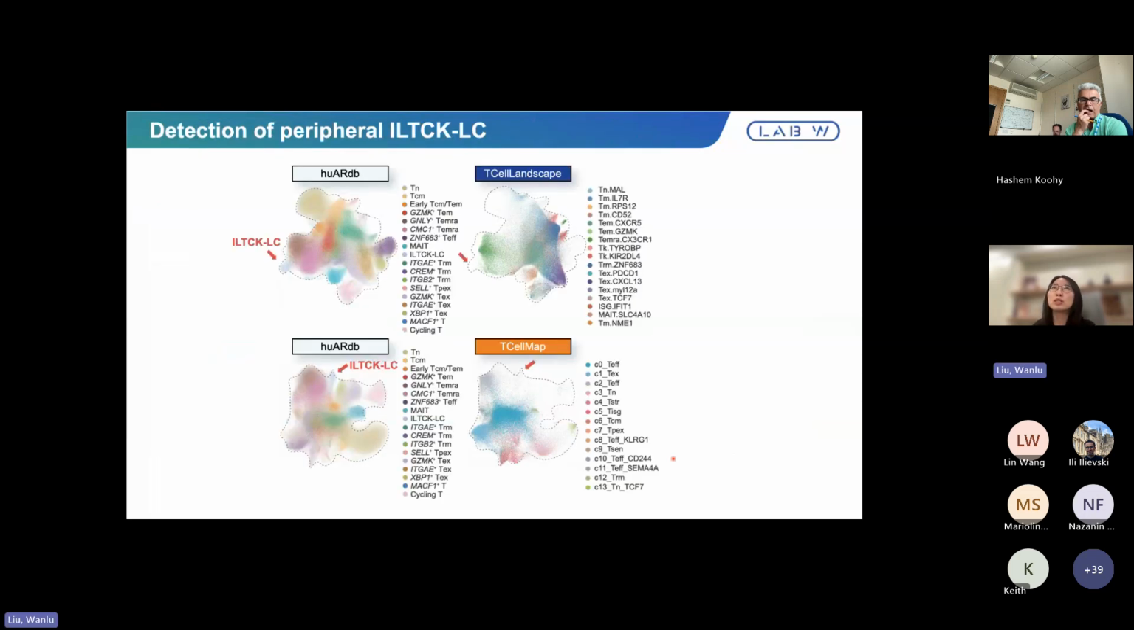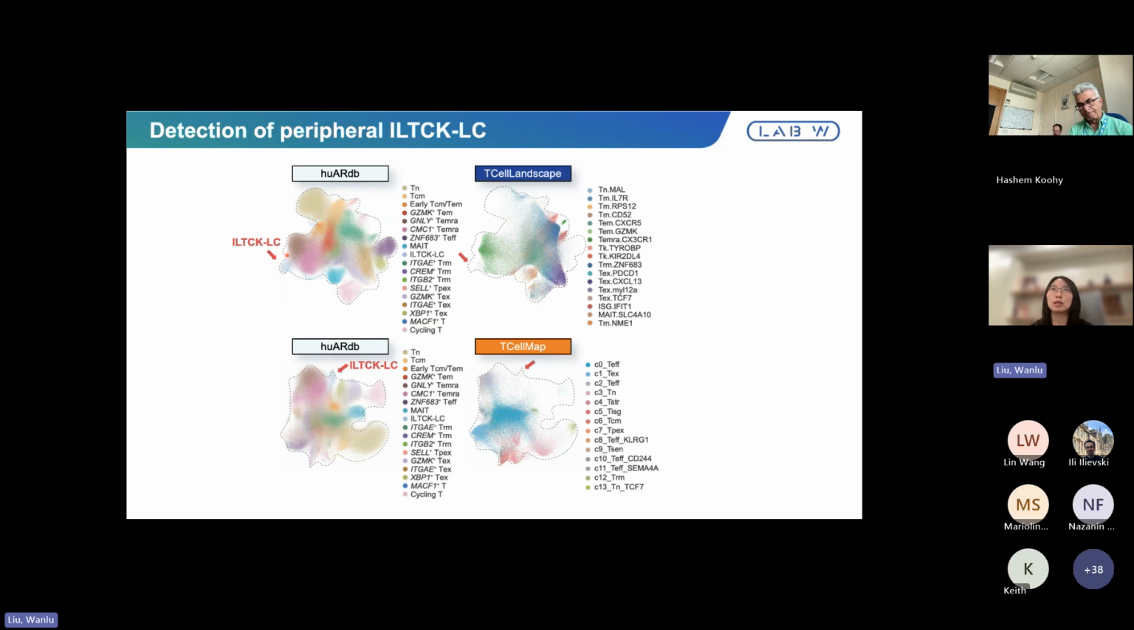The reason why we noticed this cell type is that when we were integrating our dataset collection along with the T cell landscape and T cell map, we realized that most of the T cell types captured in our data sets align very nicely with these 2 T cell types.